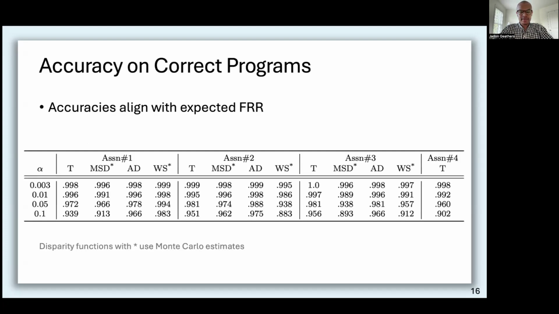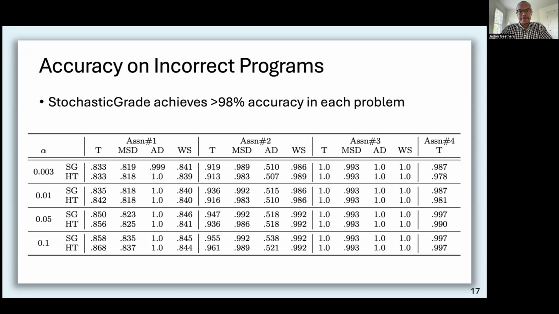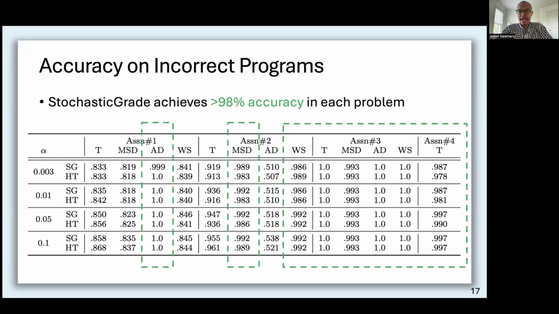With the accuracy on correct programs, we see that even with scores that may need to use estimates and can't exactly adhere to the theoretical guarantee, all of the accuracies align with the expected false rejection rate given by alpha. So we see that each of the items in the column corresponds to the false rejection rate given in the row header by alpha. Then for the accuracy on the incorrect programs, we see that stochastic grade achieves at least 98% accuracy with 1 score in each problem. And the scores are different from problem to problem, which highlights the benefits of being able to configure the scoring metric or the disparity metric to your problem.